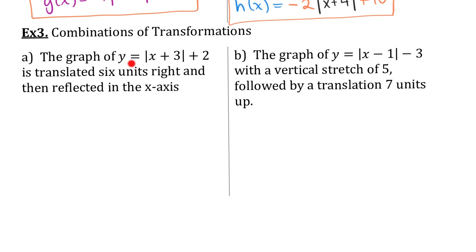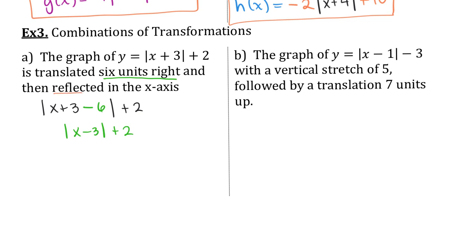It says the graph of y equals the absolute value of x plus 3, plus 2. First thing is it's moved 6 units right. So let's look at this. So I had x plus 3, 6 units right, minus 6, plus 2. Okay, what does that give me? That gives me x minus 3 plus 2. Okay, then what do they want me to do?